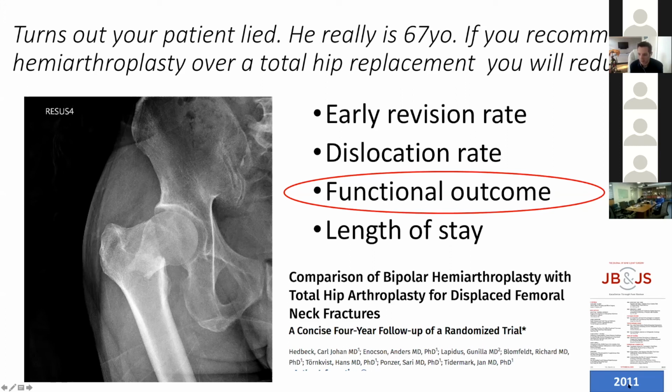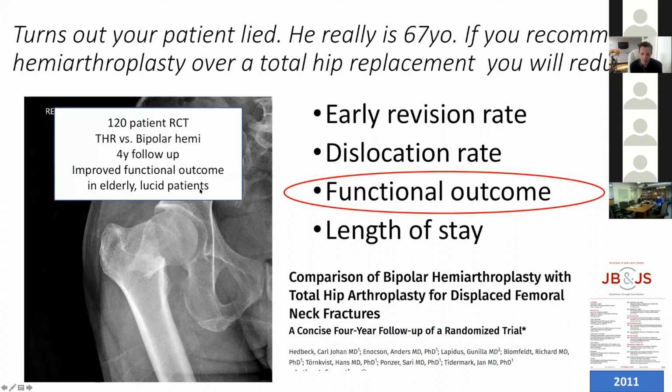this one from 2011 compared bipolar hemiarthroplasty to total hips and was published in JBJS. They actually found that in 4 years of follow-up, what they found was that the functional outcome was the only difference. The patients who were very functional or lucid had better function with the total hip.